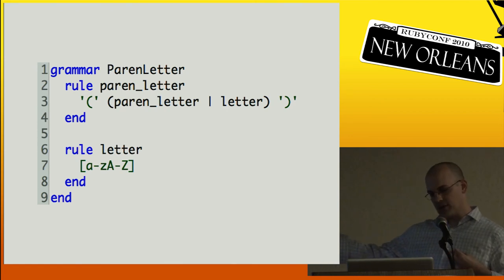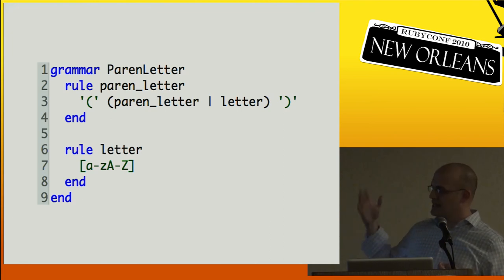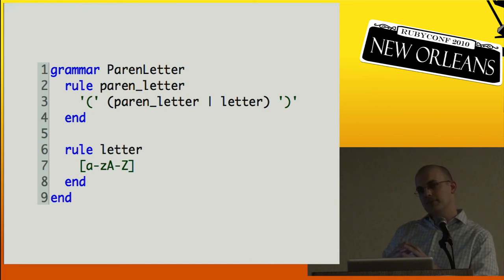So, we've got a grammar here called paren letter, right? This is actually a really good example of recursion. This is something that regular expressions are terrible at, that they just cannot do. Let's try and match a letter, A through Z, any case, that is inside some parentheses, right? So we want to match an open parenthesis, and then paren letter, or a letter, and then a closing parenthesis. What this allows us to do is match a letter that is surrounded by an even set of the same number of opening and closing parentheses, right?